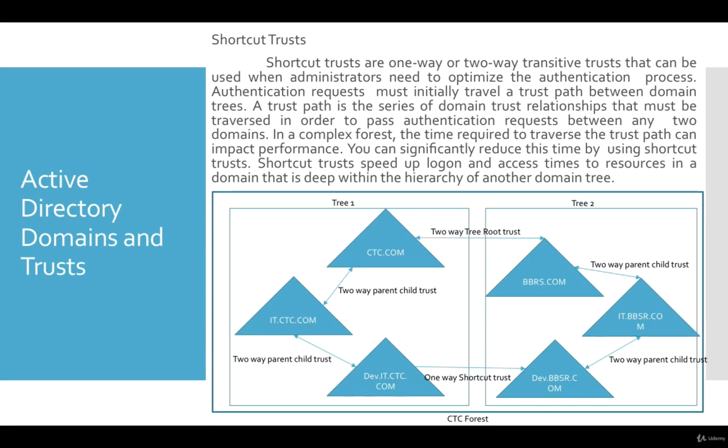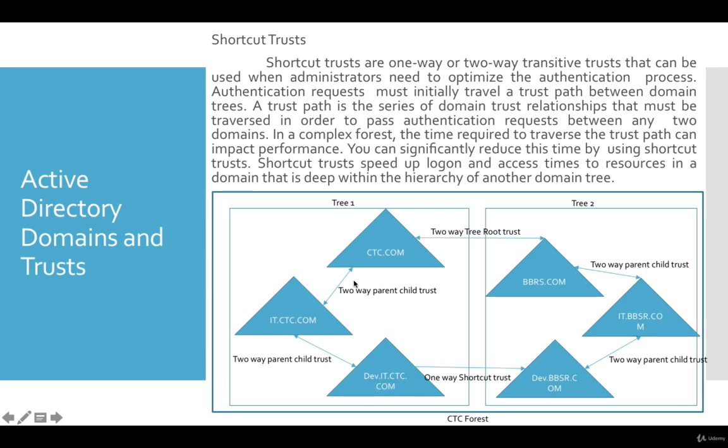Shortcut trust speeds up the login and access time to resources in a domain that is deep within the hierarchy of another domain tree. Here you can see in the CTC forest there are two trees available. One is ctc.com and another is bbsi.com, right? Under ctc.com there is a child domain it.ctc.com, and under it.ctc.com there is another child domain, developer.